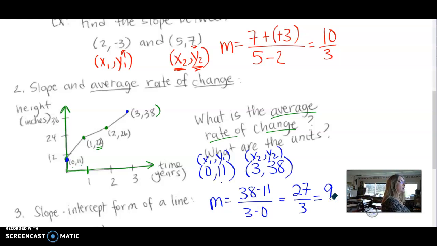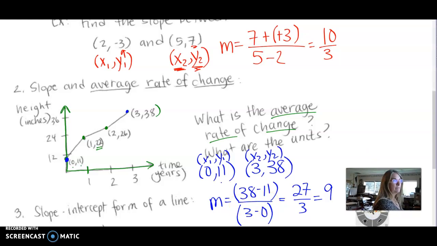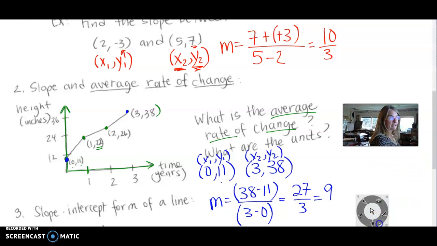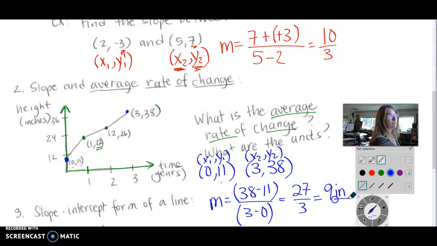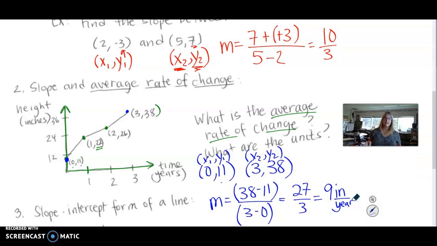And the units that go with that: this was the change in inches over the change in time. So pay attention to the units that go with the ordered pairs. The units for this average rate of growth are inches per year, which we can write like this. So on average, this person, or whatever object it is, is growing at a rate of 9 inches per year.